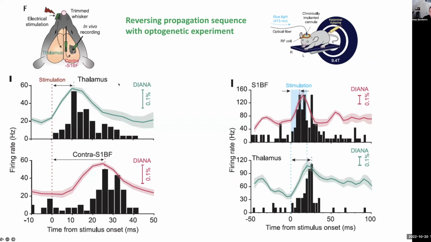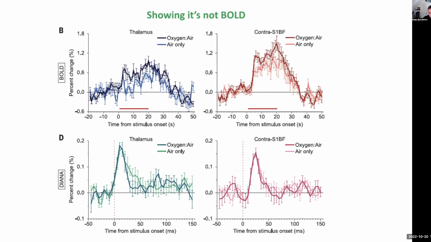They did an optogenetic experiment where they first did the whisker barrel electrical stimulation. They saw thalamus activation first, and then the contralateral cortex. But then they switched the order and did optogenetic stimulation of the cortex, and that would cause a cascade from cortex to thalamus, and they saw the order reversed in their measurements. So that was pretty convincing. They did some control experiments for proving it's not BOLD.